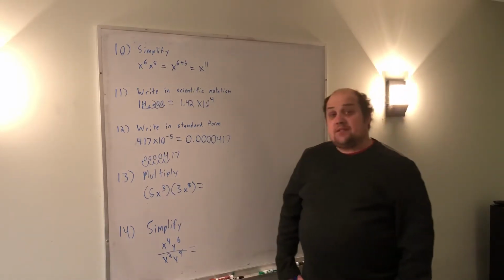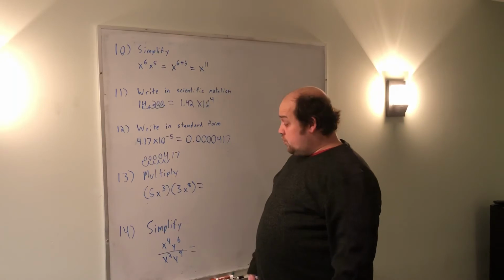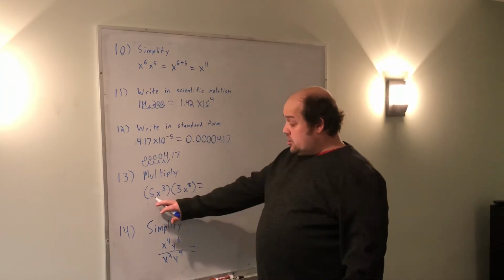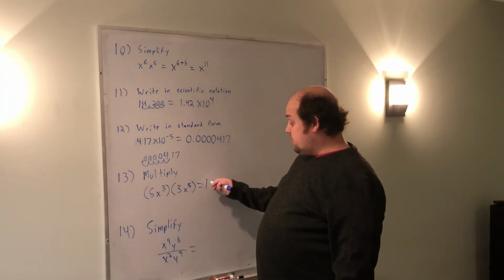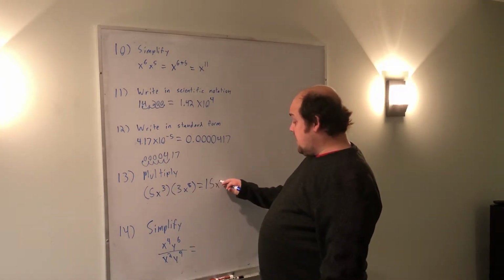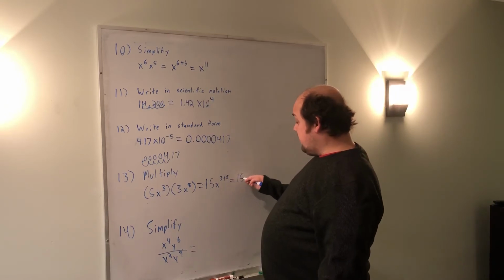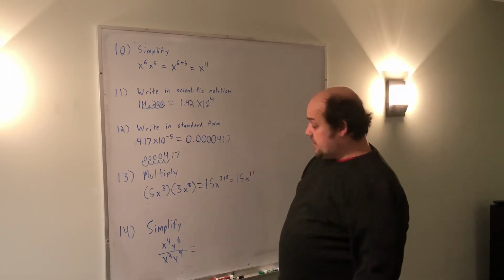Number 13 asks me to multiply. Here when I'm multiplying, I have to think back to which rule of exponent I'm using. I can just do the 5 times 3 as regular multiplication and get 15, but then when I'm doing x cubed times x to the 8th, I have to remember that that's x to the 3 plus 8. That's why my final answer becomes 15x to the 11th.